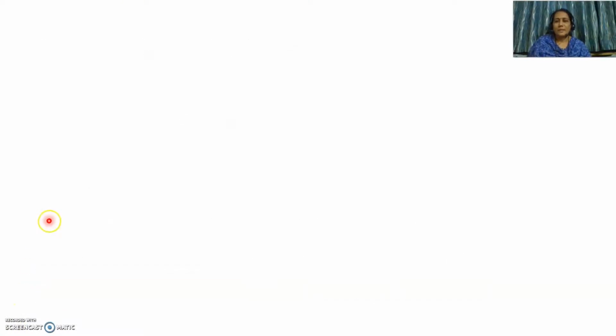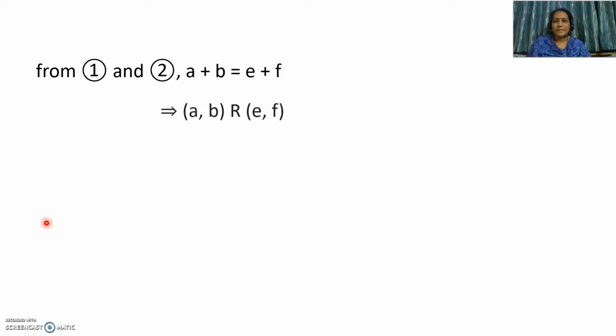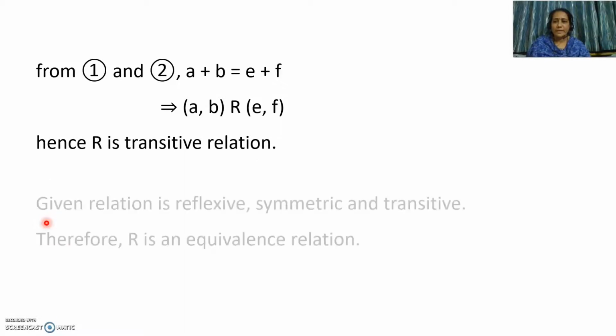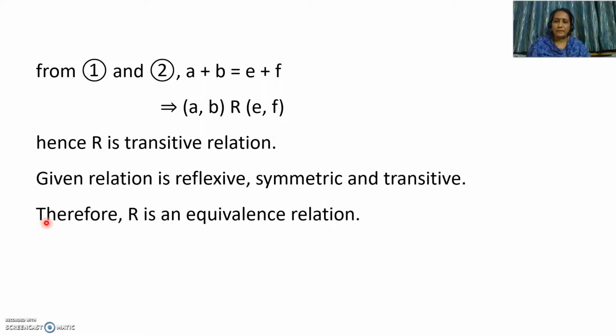Hence, by using equations 1 and 2, we can say that a plus b is equal to e plus f. That is, the element (a, b) is related to (e, f), and hence the relation R is a transitive relation. The given relation is reflexive, symmetric and transitive. Therefore, it is an equivalence relation.